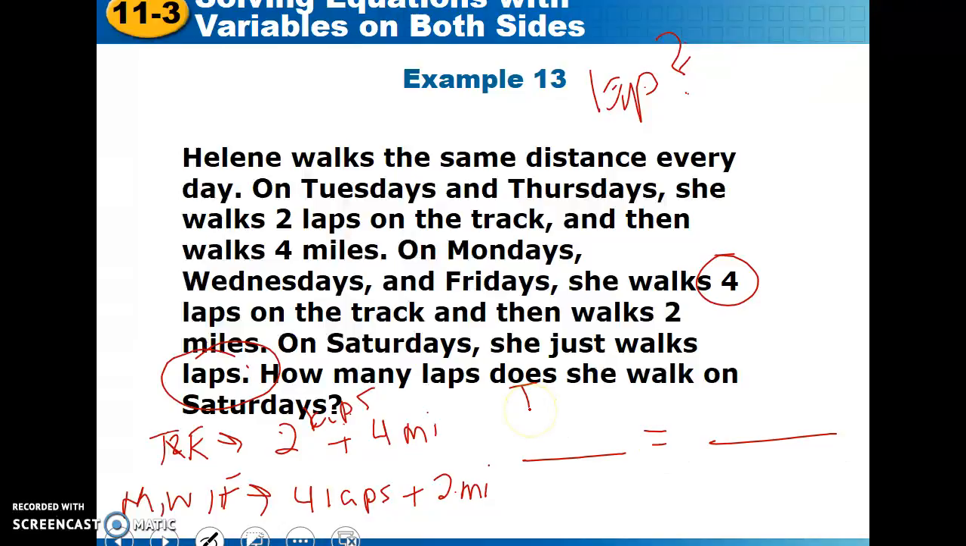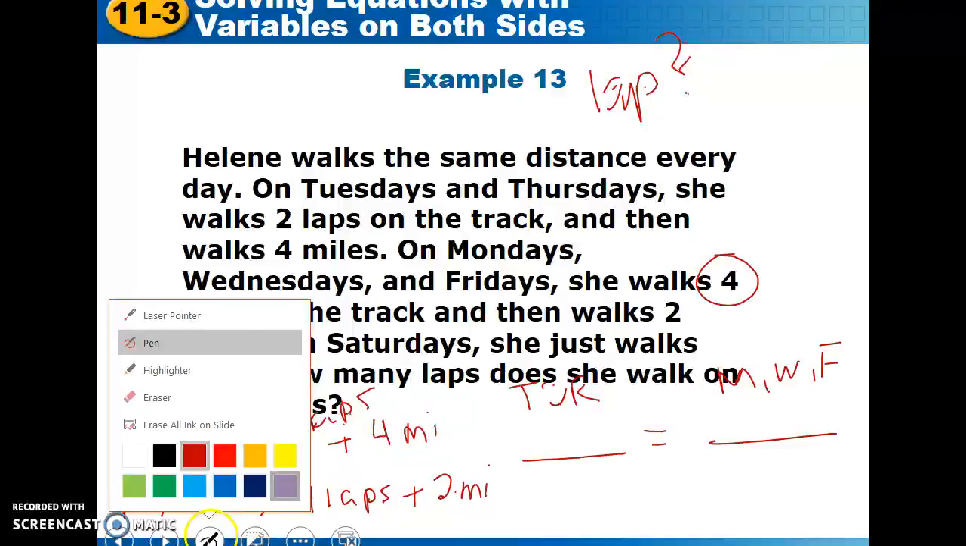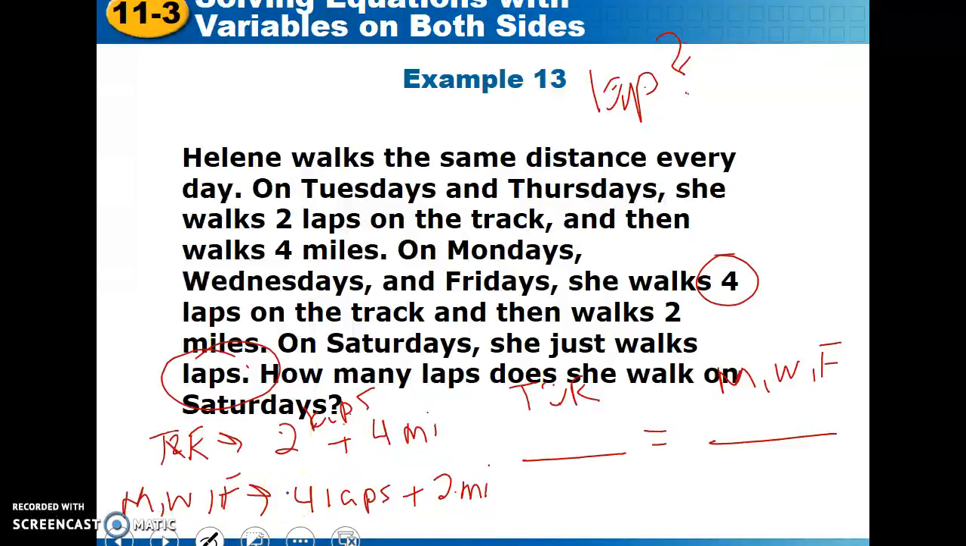We're going to set up Tuesday and Thursday on this side, equal to Monday, Wednesday, Friday on this side. She walks 2 laps on Tuesdays and Thursdays, so that would be 2x, plus the 4 miles. And on Monday, Wednesday, Friday, she walks 4 laps, plus the extra 2 miles. So let's figure out the distance of a lap, and then go from there.